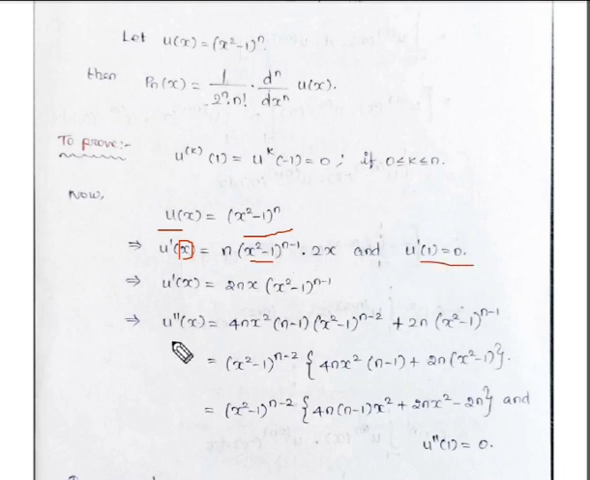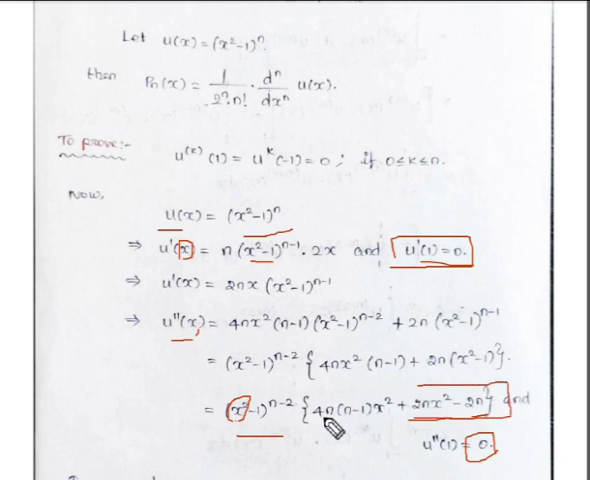We differentiate this u dash of x with respect to x. We get (x square minus 1) whole power n minus 2 into 4n into (n minus 1) x square plus 2n into x square minus 2n. Also we find u double dash of 1. We put x equal to 1, and we get u double dash of 1 also 0. So u dash of 1 equal to 0 and u double dash of 1 also 0, because here 1 square minus 1 makes this whole term 0.